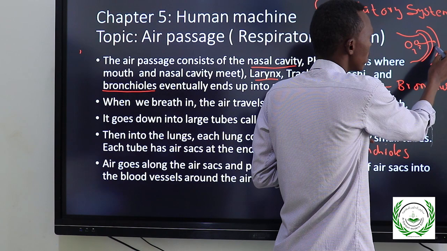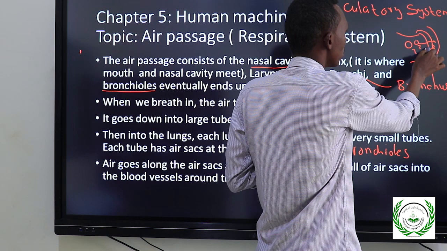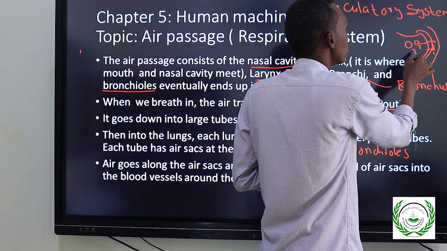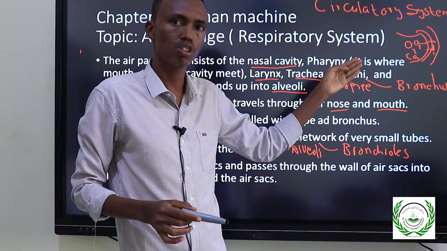Okay, where the carbon dioxide in the blood will also pass through the walls of the air sacs, alveola, into the alveola. Okay, so carbon dioxide will enter into the alveola, where oxygen exits the alveola across this wall into the bloodstream.